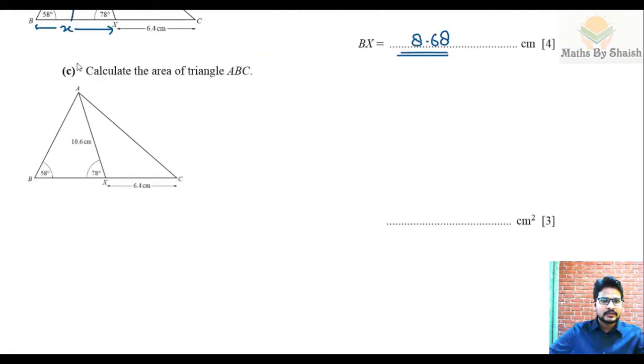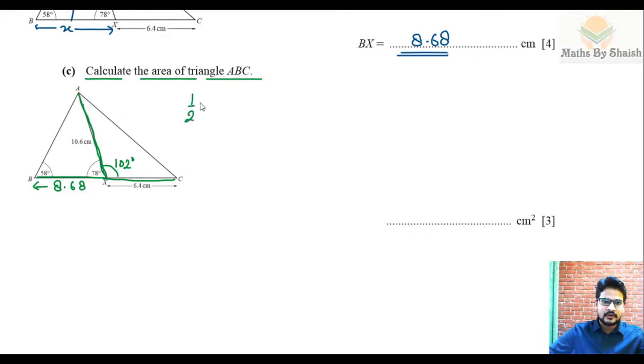Now we have the C part. Calculate the area of the triangle ABC, this area. From the previous part we have seen this side is 8.68, and this is 78 degrees, so this other angle is 102. So here we have two triangles. We can see this triangle with the two adjacent sides 8.68 and 10.6. In the other triangle we have 6.4 and again 10.6. So we can use the sine area formula in both to get the total area.